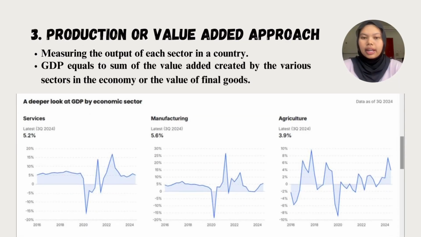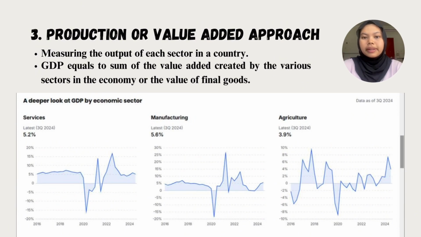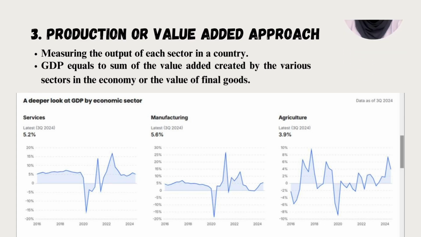So the third approach that can be used to measure GDP in national income is called the production or value-added approach. This approach measures GDP by measuring the output of each sector in a country, for example, manufacturing and agriculture.